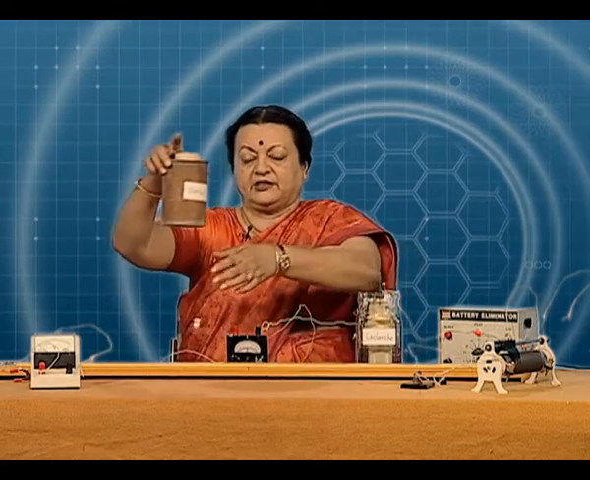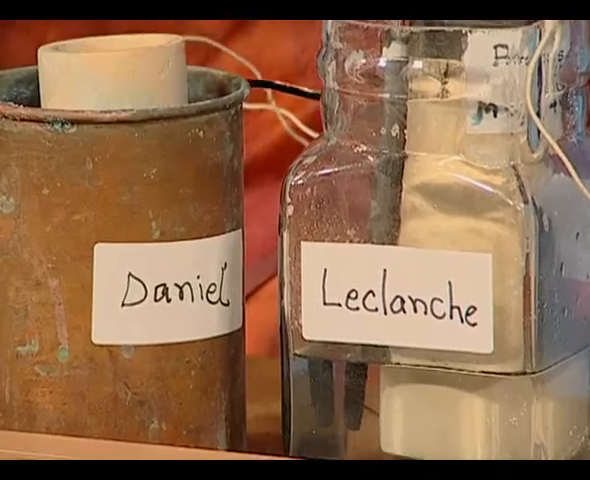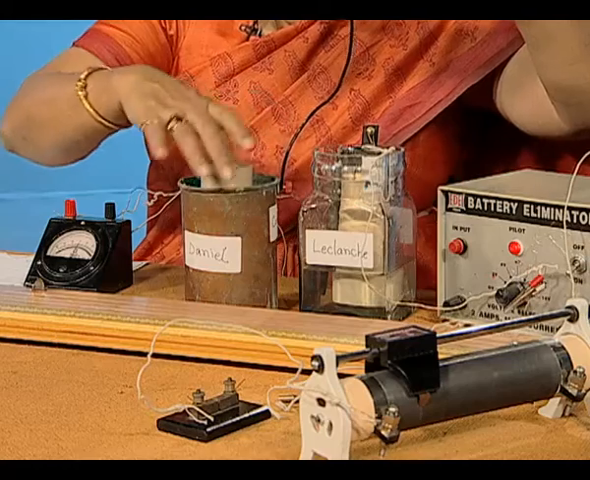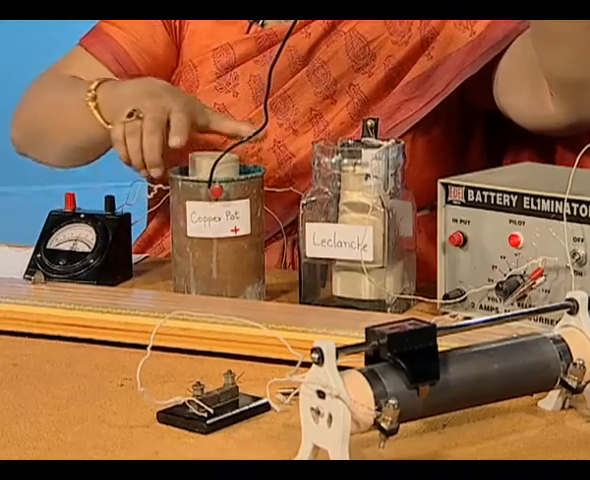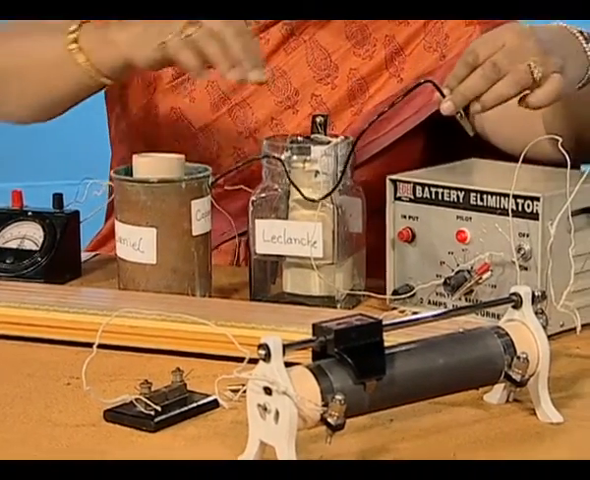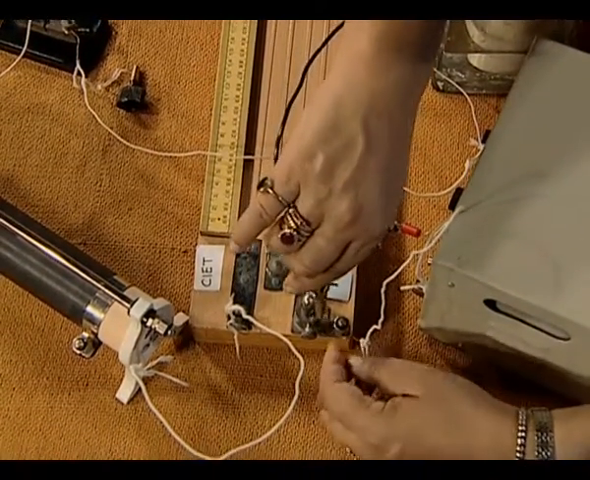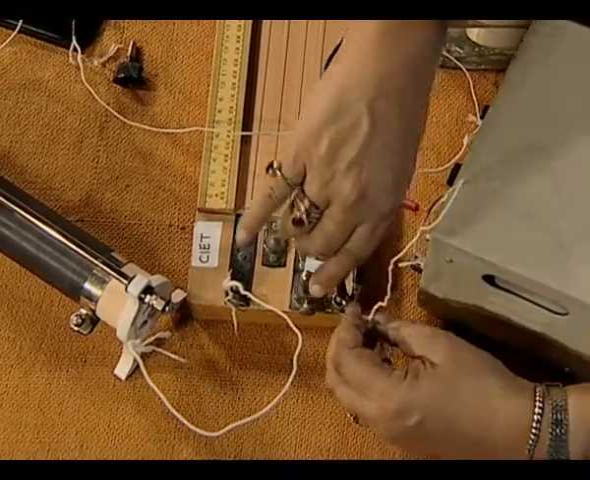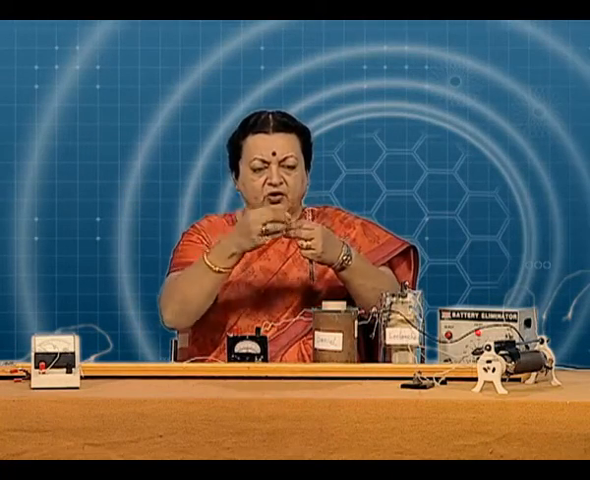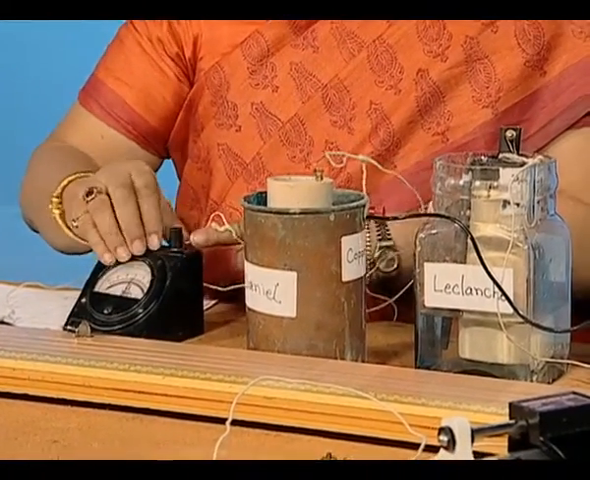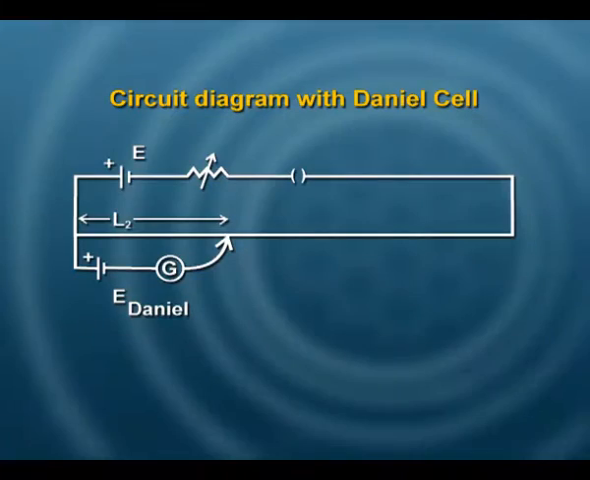For comparison, we will have to bring our second cell and repeat the same thing for it, which means for the Daniel cell, this is my positive terminal, and I connect that to the positive point on the potentiometer wire. The negative of this cell, which is my zinc rod, I place inside the porous pot and just connect it to the galvanometer.